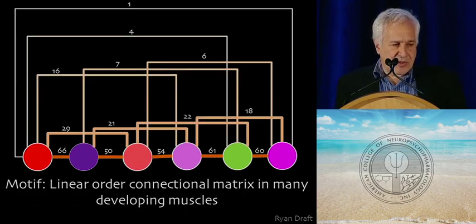So here it is all together. There's some kind of linear order connectional matrix that has nothing to do with space in the muscle. And when we looked at other muscles, we found the same general principle applied everywhere. And this was very interesting. We weren't expecting this, but there is a motif. There is a cellular organization in the middle of the period of synaptic reorganization.